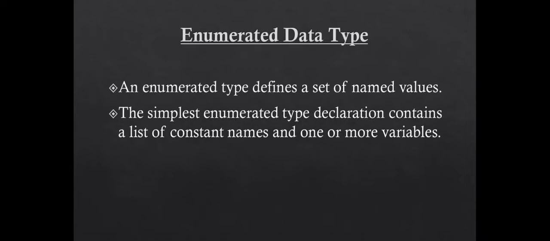Hello everyone, in this video we are going to see about enumerated data type in SystemVerilog. An enumerated type defines a set of named values. The simplest enumerated type declaration contains a list of constant names and one or more variables. An enumerated variable specifies a legal set of values for a variable and specifies labels for each legal value.